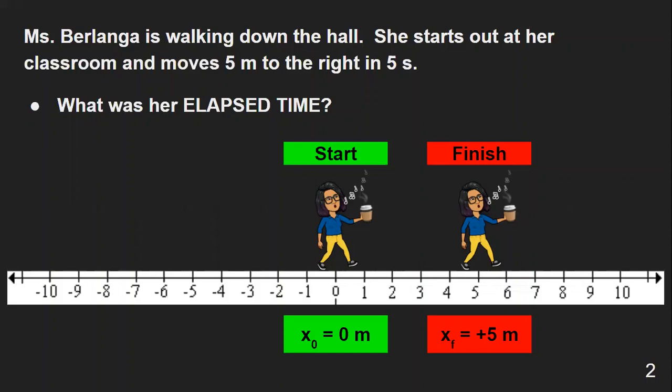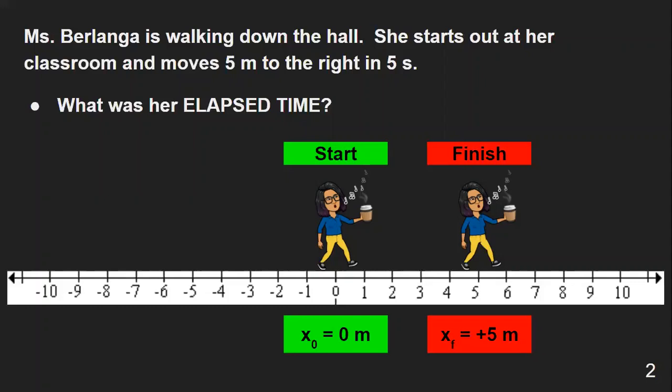So go ahead and pause this video, sketch out the scenario that you see here, including where I'm starting and where I'm finished. Again, remember, you can use either a dot or a stick figure to represent objects on a number line, and then go ahead and write down those initial and final positions as well. So pause the video here, take 1 to 2 minutes to see if you can figure out what that elapsed time is. Again, refer to your science dictionary if you need to do so.